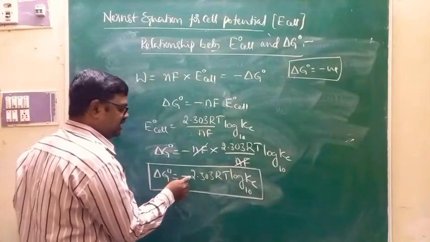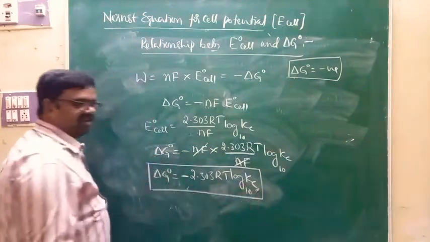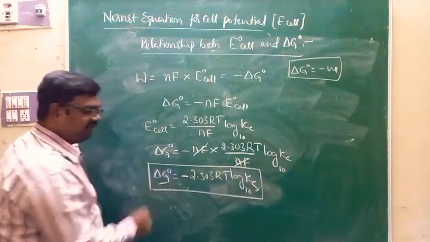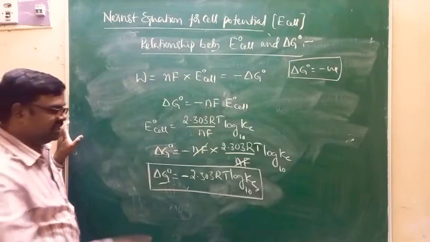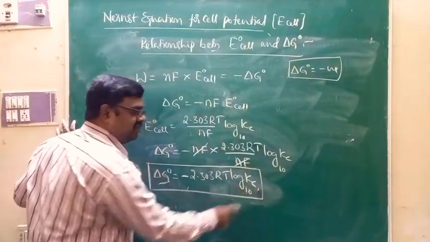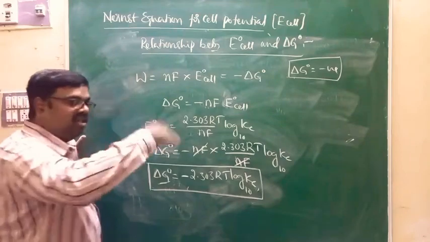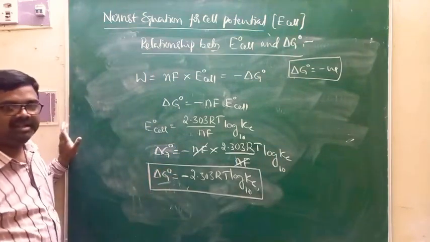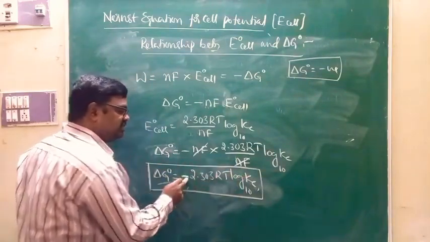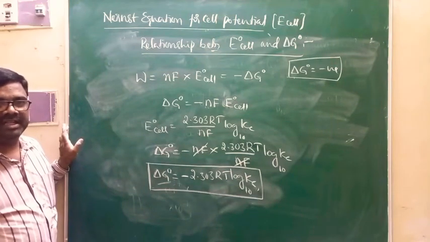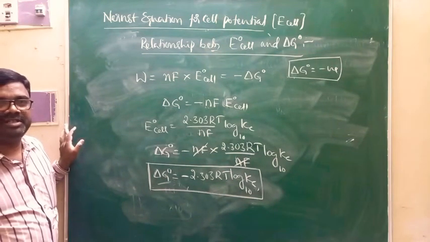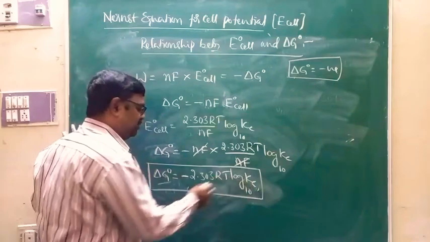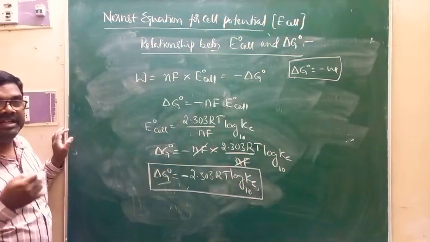When the standard free energy change is negative, the equilibrium constant will be high. As the equilibrium constant increases, delta G naught becomes more negative. During a spontaneous process delta G naught is negative, then the equilibrium constant will be high, and the reaction proceeds more in the forward direction. If delta G naught becomes positive, it is a non spontaneous process. In a non spontaneous process the equilibrium will not be shifted in the forward direction, rather it will be in the backward direction.